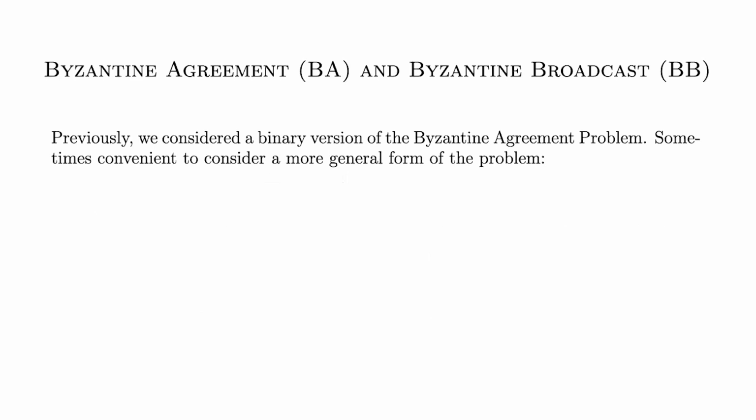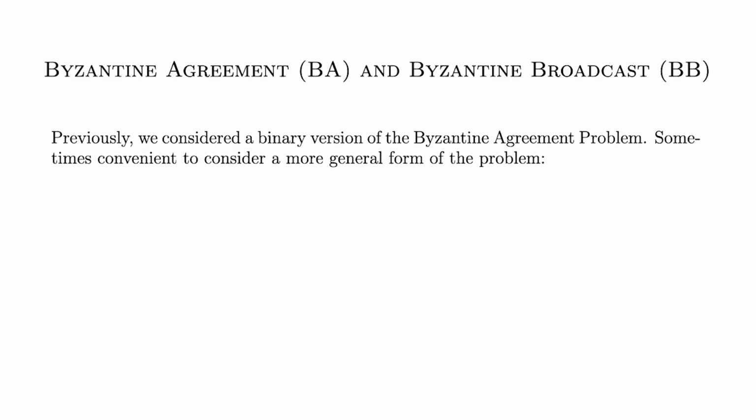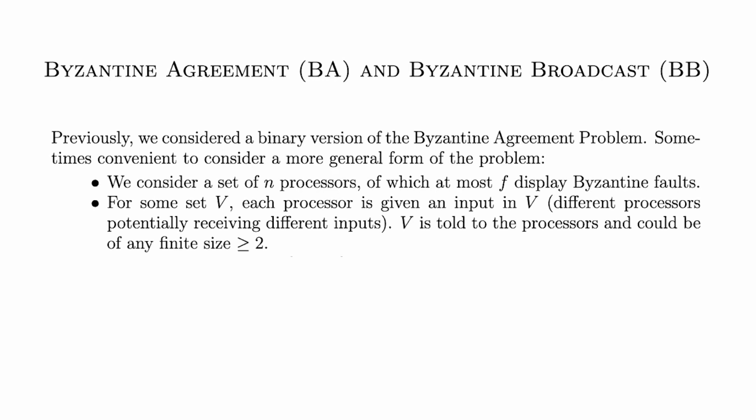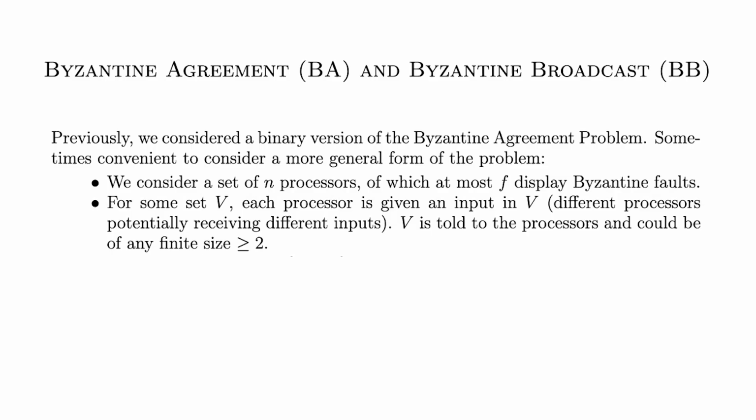So I stated Byzantine agreement before in a slightly informal way, and the version I stated before was a binary version of the problem. There were two options, attack or retreat. Sometimes it's useful to have a more general form, so let's write that down. We consider a set of n processes, at most f faulty. And then for some set V, each processor is given an input in V. Obviously different processors might get different initial inputs. V is known to all the processors, and n could be of any finite size greater than or equal to 2. It doesn't really matter that it's finite here. All I care about is that V is decidable, so processors can determine whether any given value is in V.